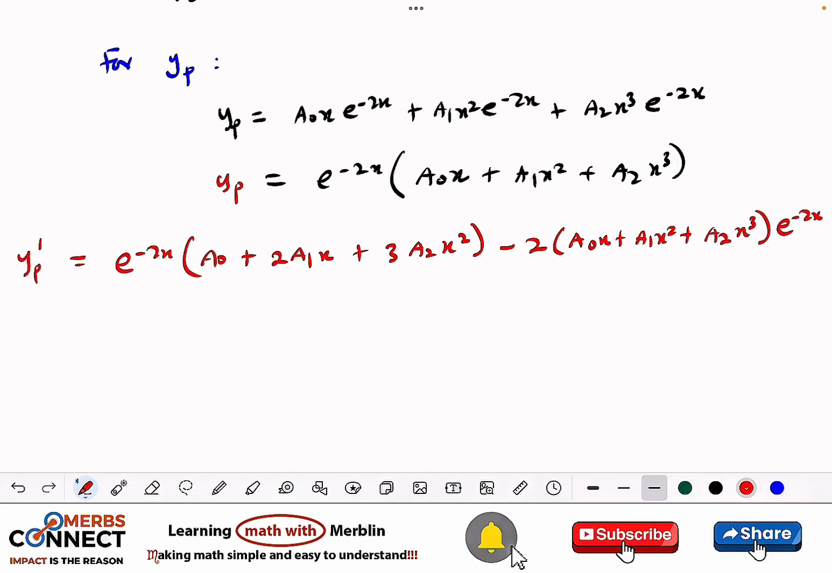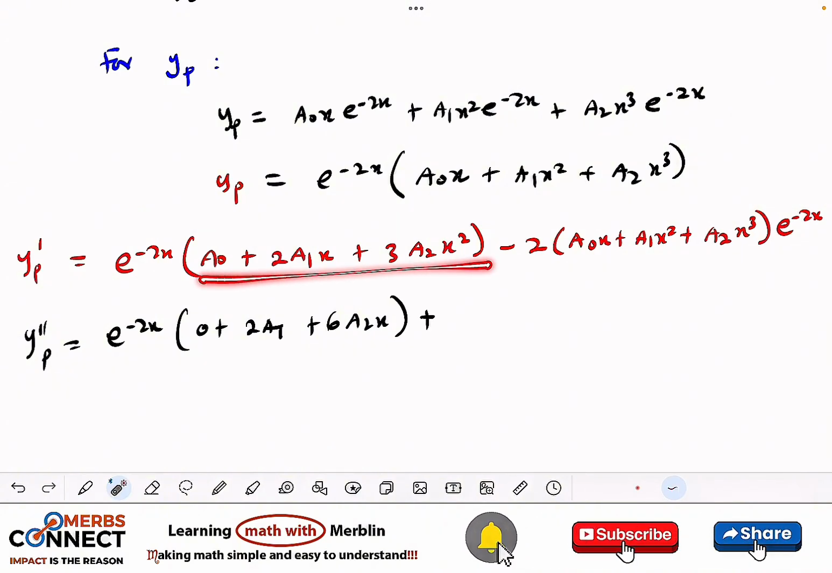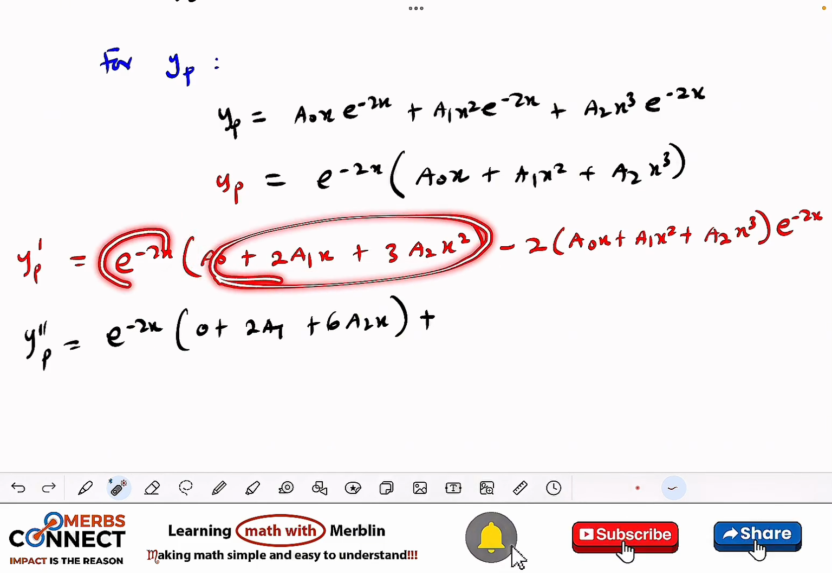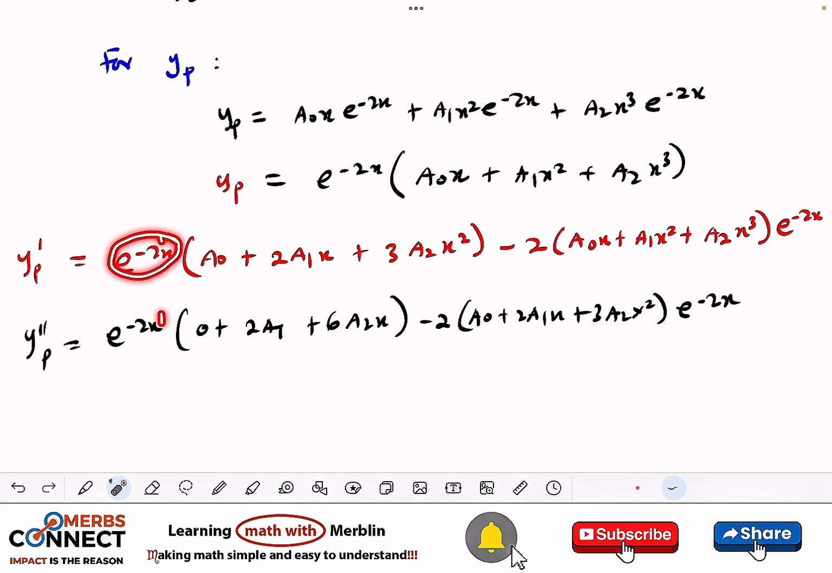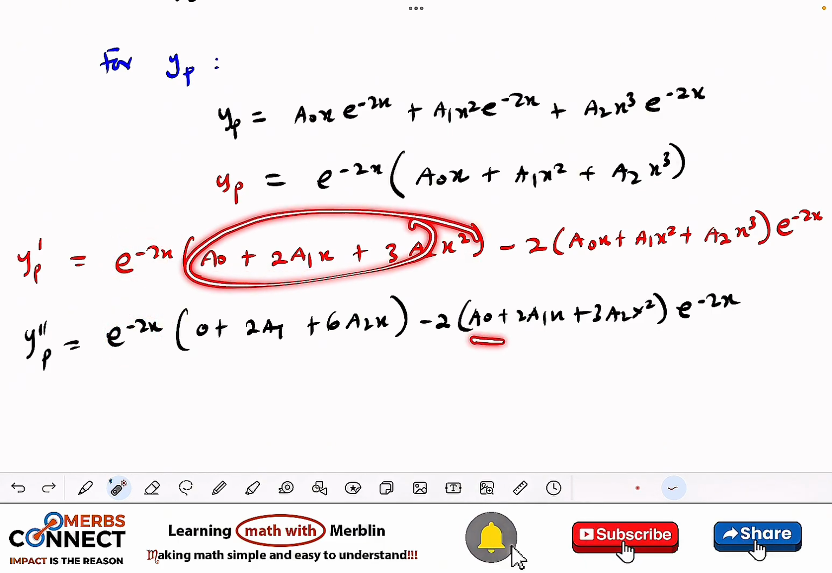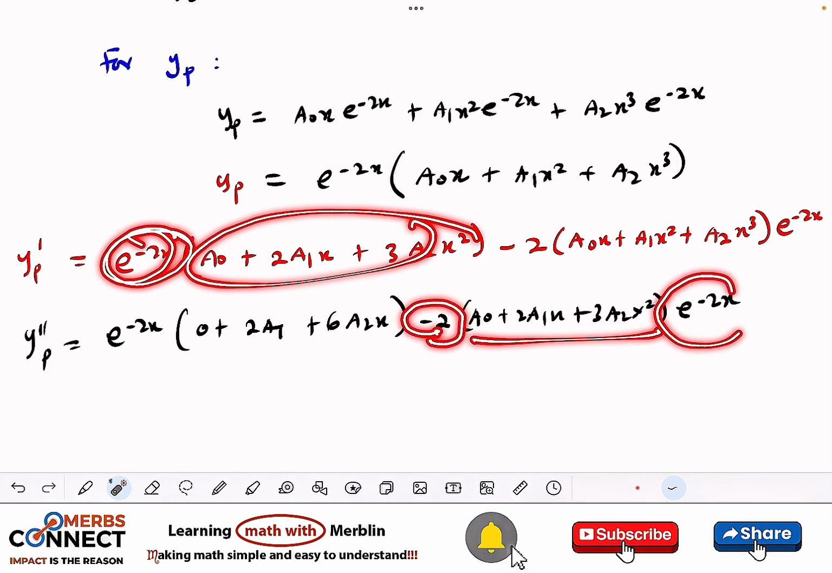Now let's take the second derivative. Now the second derivative is going to give us something like this. So we need to apply the product rule here. So I first maintain this and differentiate what is inside the parentheses. This one will be 0. So I get 0 plus this one is going to give us 2a1 and this one is going to give us plus 6a2x, right? Then plus, now I need to maintain this and differentiate the whole of this. So when I differentiate this, I get minus 2 times this. So I'm going to have minus 2 a naught plus 2a1x plus 3a2x squared e to the power minus 2x. So I'm doing product rule. I maintain this, I differentiate what is here, then I maintain this, which is here, and then I differentiate this. But this is going to give us minus 2 this. So that's what we are going to get from there.